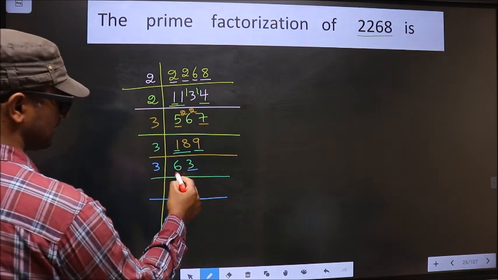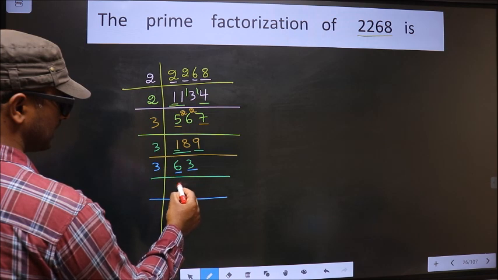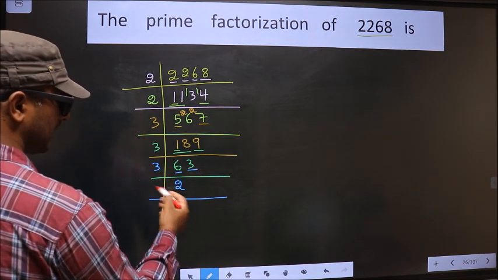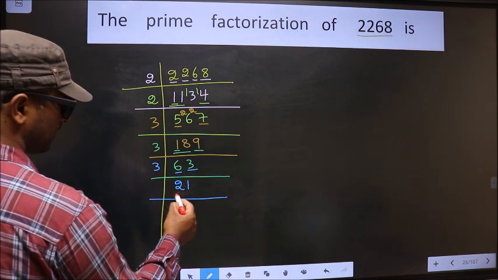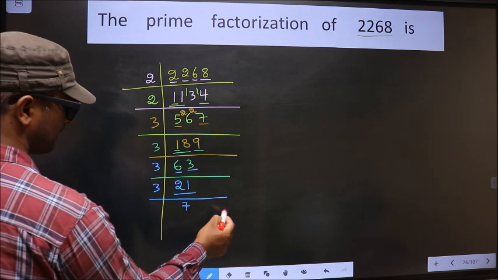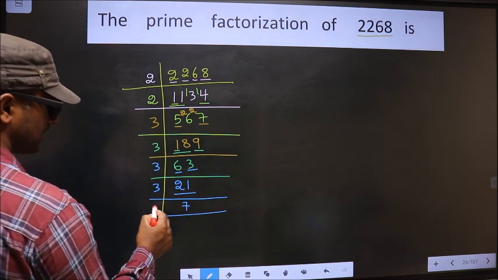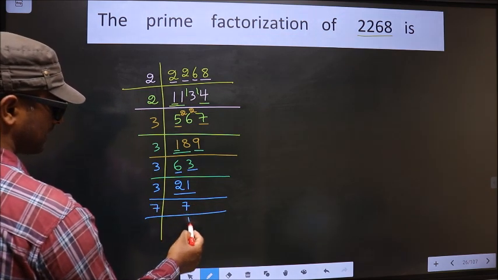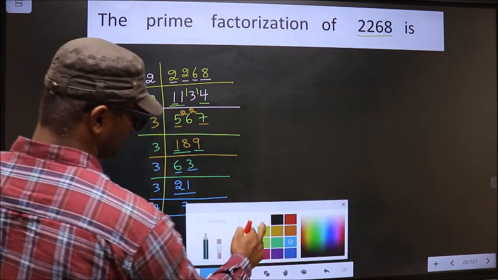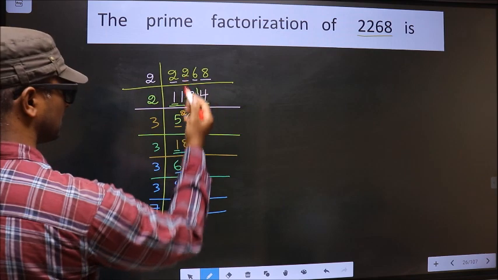The first number is 6. When do we get 6 in 3 table? 3 2's 6. The other number 3. When do we get 3 in 3 table? 3 ones 3. Now here we have 21, 21 is 3 7's 21. Now we have 7, 7 is a prime number, so we take 7 1's 7. We got 1 here.